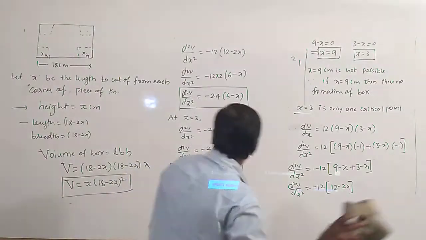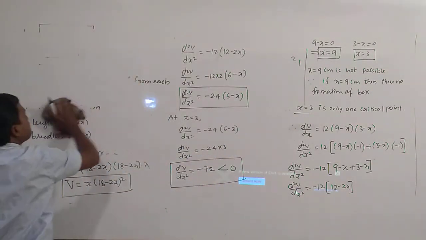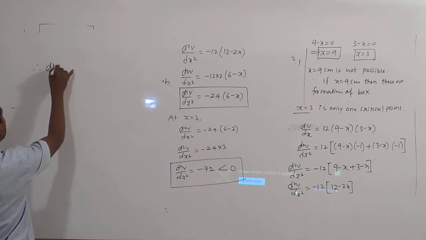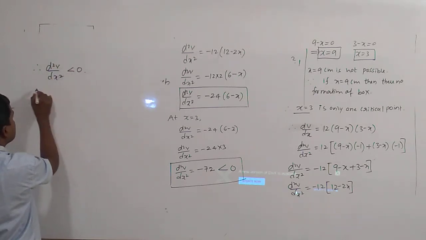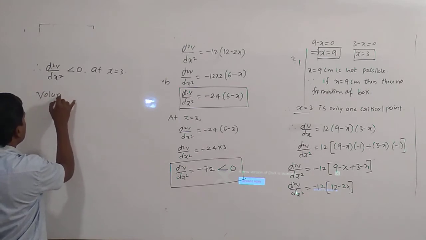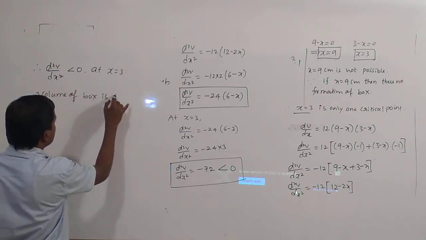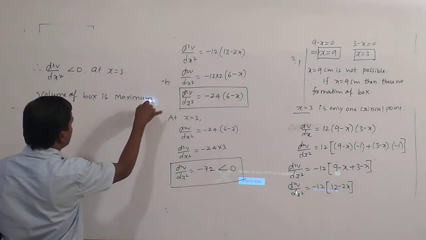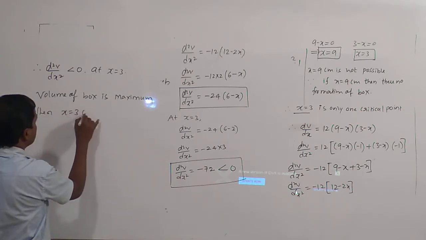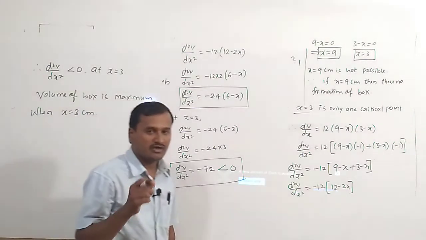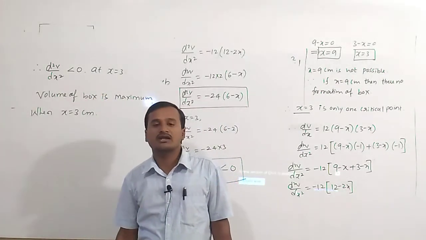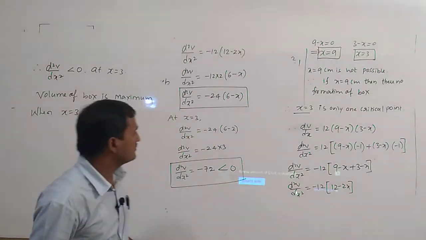Therefore we will write: d square V by dx square is less than 0 at x equal to 3 centimeter. Therefore the volume of the box is maximum when x is equal to 3 centimeter. X equal to 3 centimeter means we have to cut 3 centimeter from each corner of the piece of tin, so that we get the maximum value. Okay, right. We'll go to the next question.